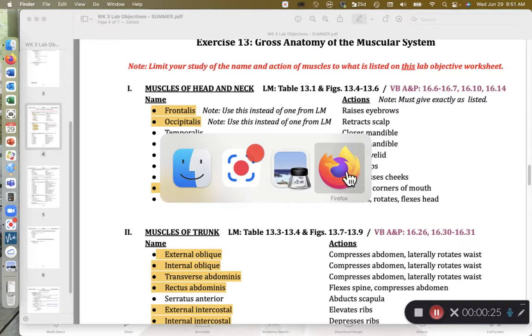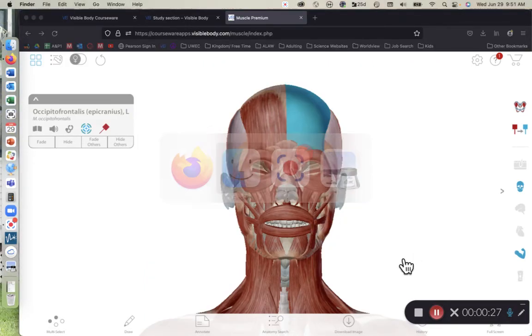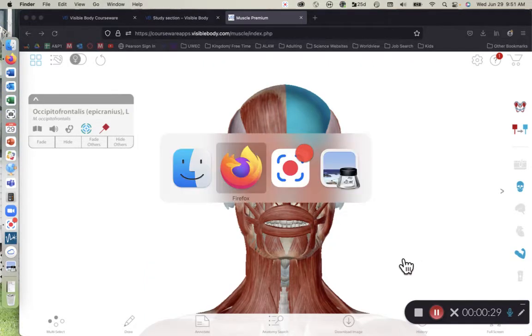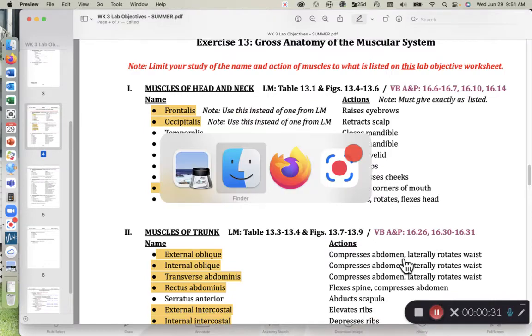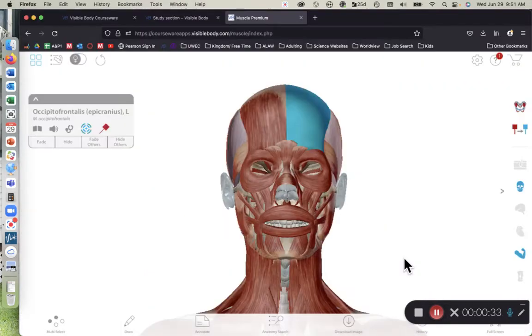Whoa, what is my computer doing here? Let's try that again. Tap, tap. There we go, it works.